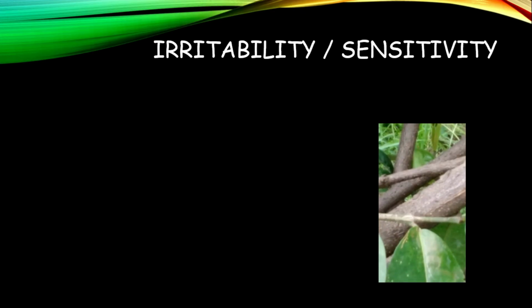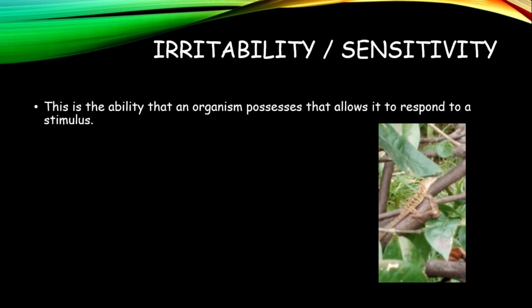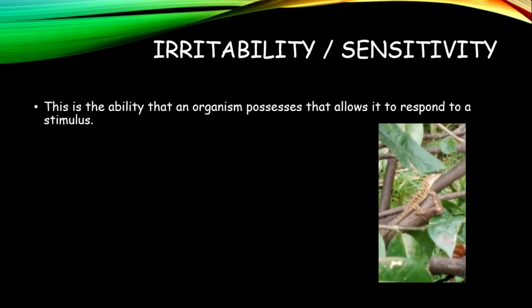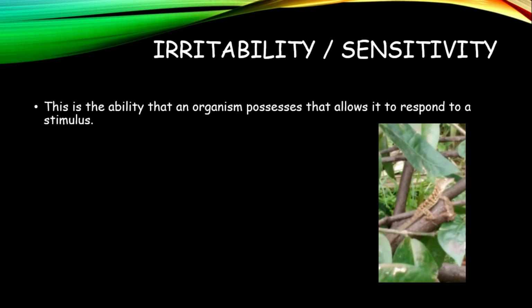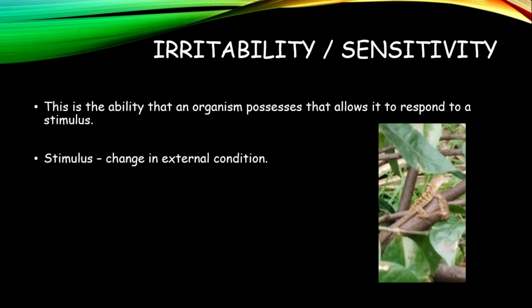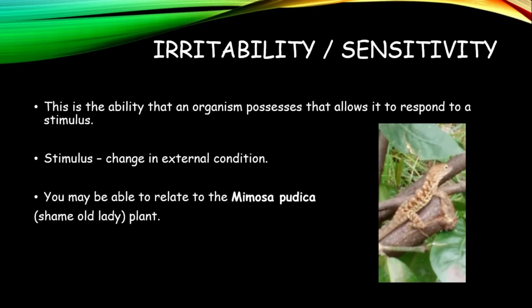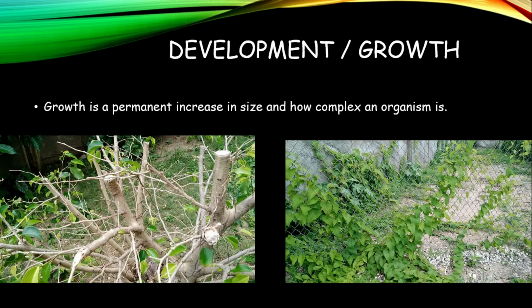So that is an example of irritability, an organism responding to changes in its environment. Alright. Now, irritability, sensitivity. This is the ability that an organism possesses that allows it to respond to a stimulus. And a stimulus is pretty much a change in the environment or the environmental conditions. You may be able to relate to the mimosa plant, the shame old lady plant. You will touch that plant and you know what will happen. It's going to close its leaves.